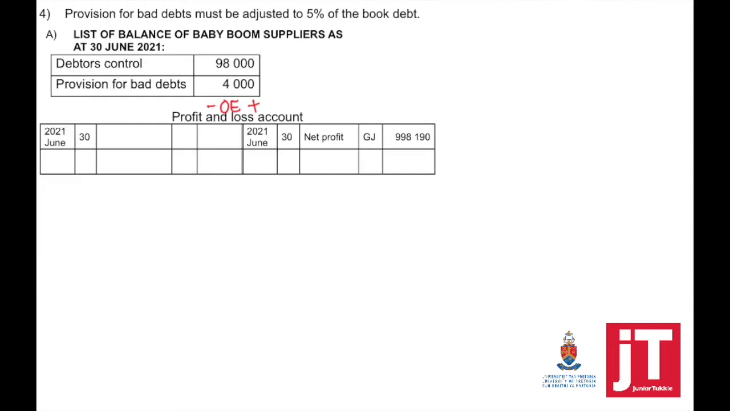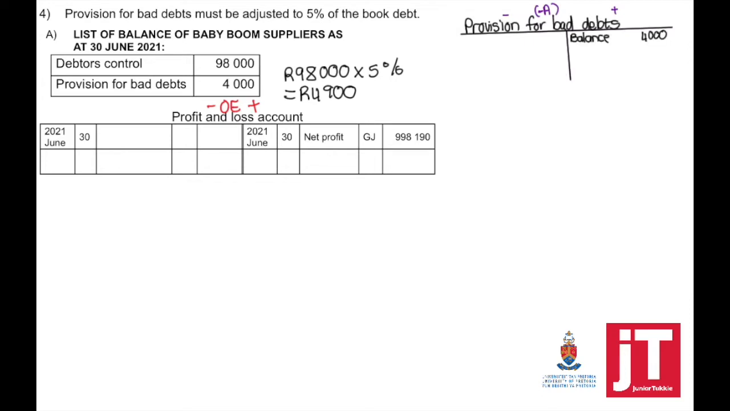profit. Adjustment number 4. Provision for bad debts must be adjusted to 5% of the book debt. My debtors control balance was 98,000. Book debt is equal to the debtors control, which means that we need to take 98,000 times 5%. My provision for bad debts is 4,000. Remember, this is a negative asset. The balance is 4,000. It should be adjusted to 4,900. The difference is 900. Provision for bad debts is credited.